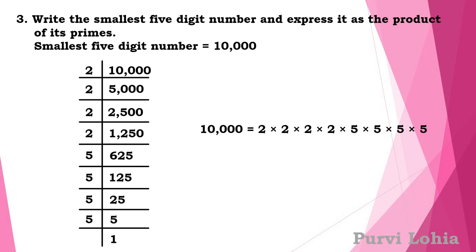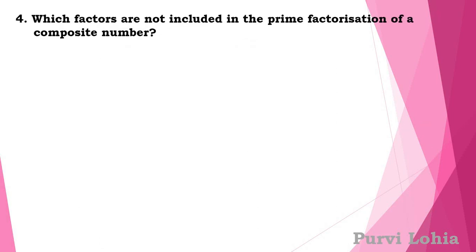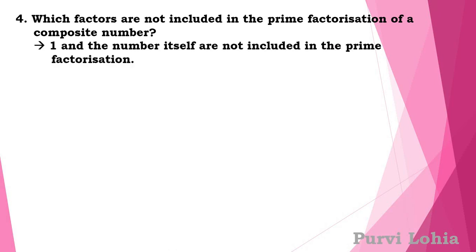Okay? Next question. Which factors are not included in the prime factorization of a composite number? Now students, we have done the prime factorization of composite numbers many times. Now which numbers are not included? We never start a prime factorization of a number with 1. Okay, and the number itself is also not included. So 1 and the number itself are not included in the prime factorization of a composite number.